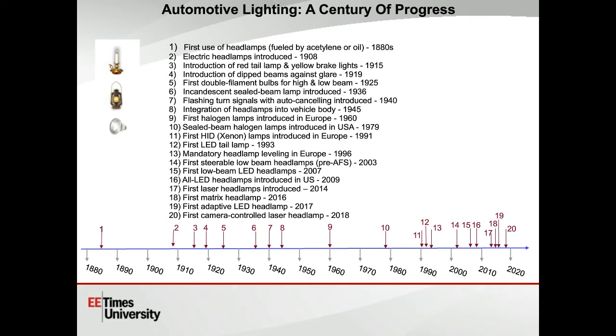We have various other associated functions such as mandatory headlamp leveling, steerable low beam headlights, and so on. And then finally in 2007, we have item 15 here, which is the first low beam LED headlamps were introduced. And those have now started to appear in all corners of the world and in all vehicles. Of course, typically these things start out with high-end cars and then migrate down through the product range. In general, new developments have started first in Europe and then later in the US.